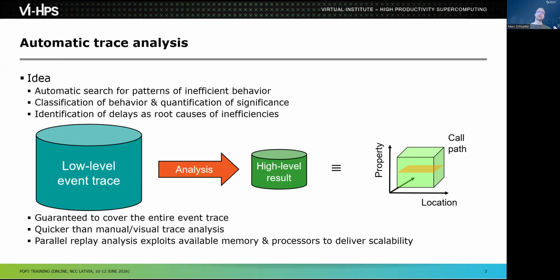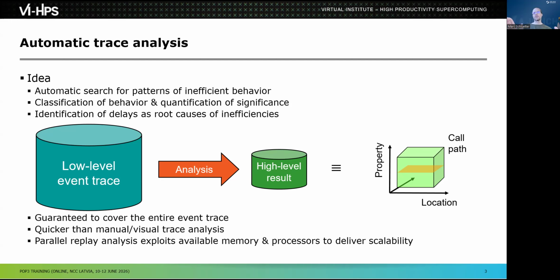And the result will be in the Cube format, presented at the same level of metrics we have seen with the summary reports. You have your property, your call path, and your locations, and the data is presented in these kinds of terms. And we will see later in the demonstration what kind of elements are added to a Cube file that are contributed by the trace analysis.